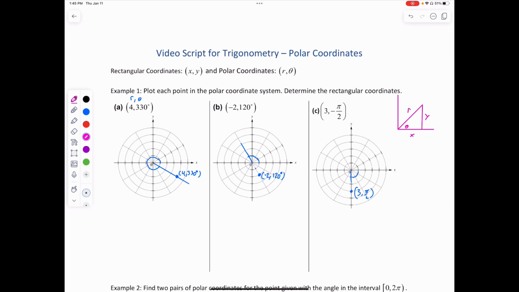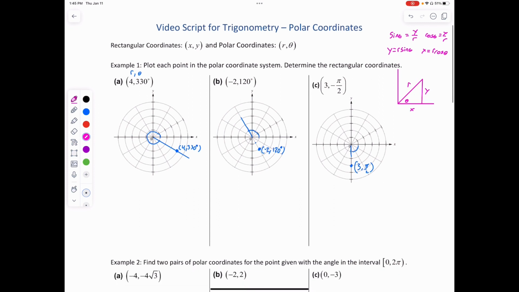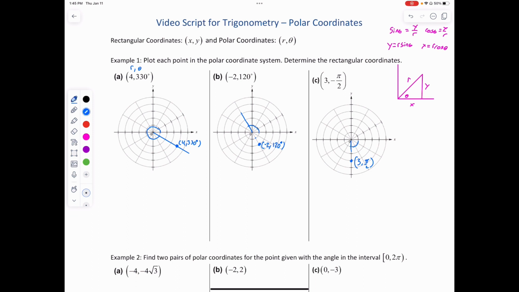And I know from my trig that the sine of theta is y/r. This means y is equal to r sine of theta. And similarly, the cosine of theta is x/r, so x is equal to r cosine of theta. And this is going to allow me to convert these points. So for part A, if I want to know what the y-coordinate is, it's going to be the radius 4 times the sine of 330 degrees.